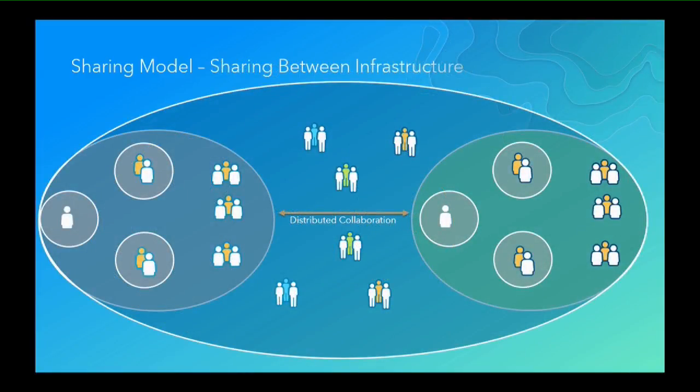And then we have this new model, which is sharing between infrastructure or sharing with specific organizations. So this is where you find another organization and you determine that they're an organization that you want to trust, and that you can share specific content with them and have someone in their organization managing who's a member of the groups who can access content.